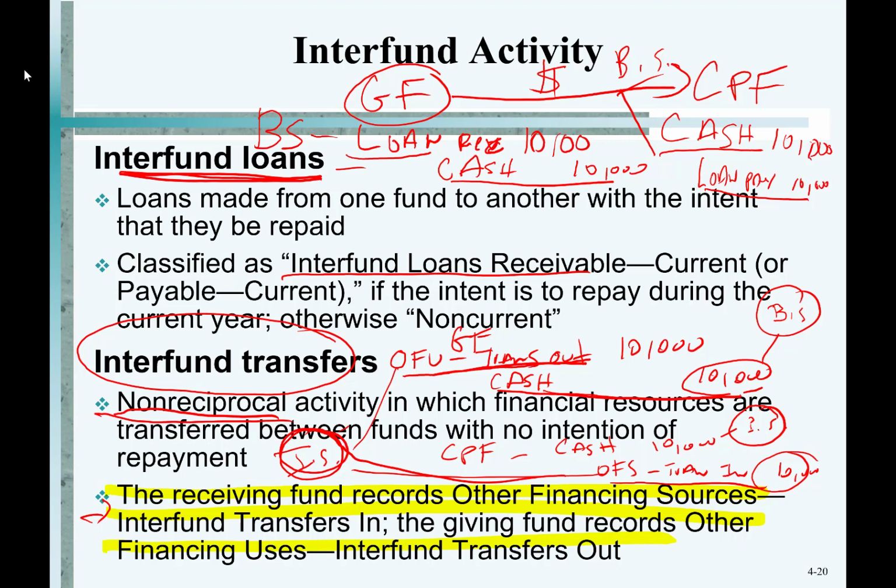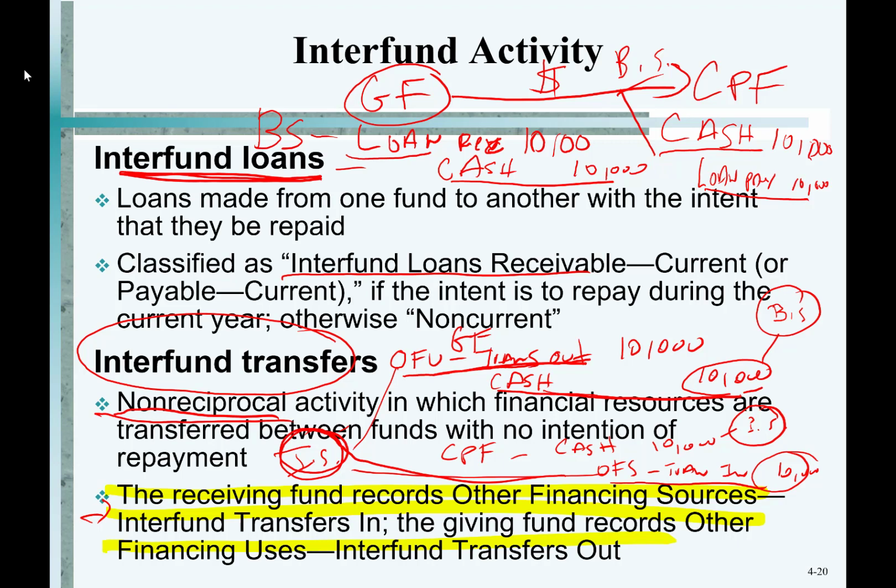And if the general fund had transferred money to the capital project fund, on their statement of revenues, expenditures, and change in fund balance, which is like their income statement, we would show other financing use, transfer out 10,000, wouldn't we? Which is this debit here. Right? Of course, the capital project fund is receiving money, aren't they? That they're not going to have to pay back. So it's kind of like income, isn't it?